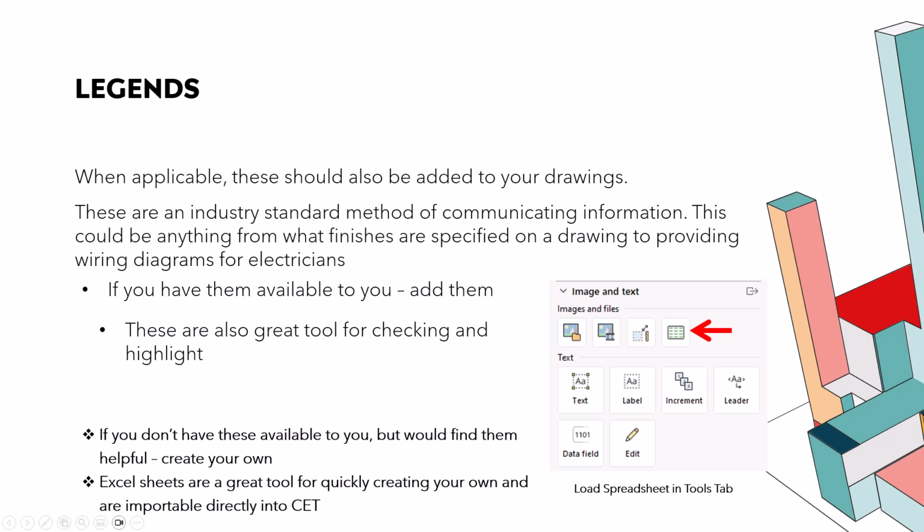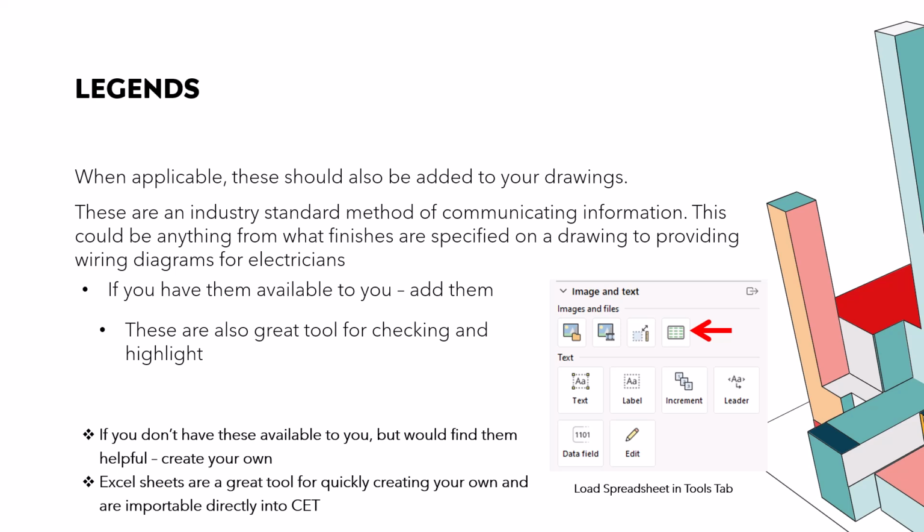Legends, when applicable, these should also be added to your drawings. These are an industry standard method of communicating information. These could be anything from finishes that are specified to wiring diagrams for electricians. If you have them available to you, add them. They've been added to the extensions and given to you for a good reason. These are also a great way for checking your projects and highlighting information. If you don't have these available but would find them helpful, you can create your own too.